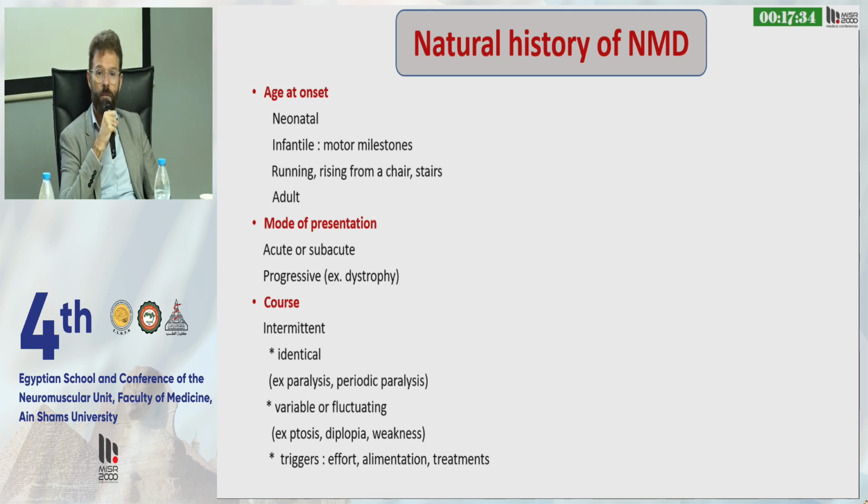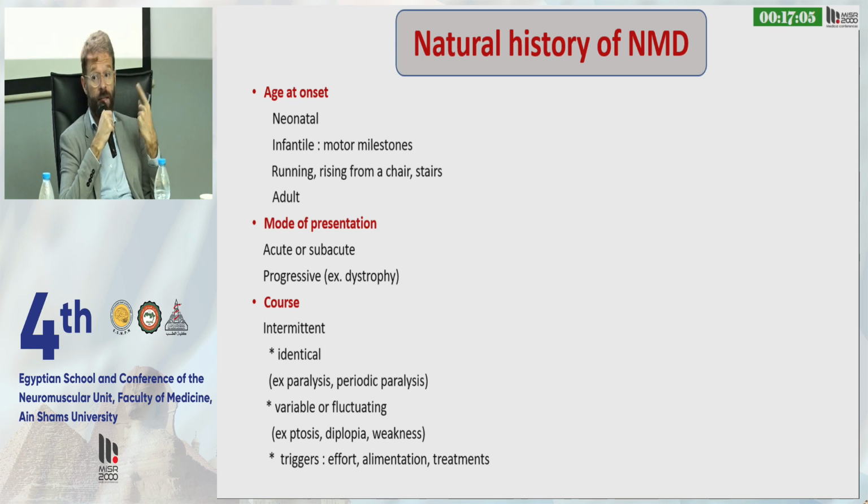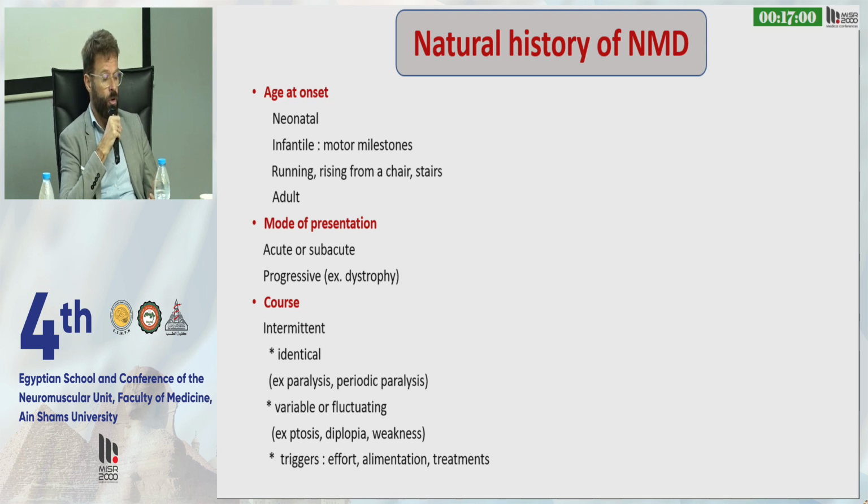And there is another important thing that you can ask: if the breastfeeding was effective, if the child could suck efficiently, if she had some deglutition problem during sucking with regurgitation. If the cry was weak, this also is a symptom of generalized weakness. If there was drooling, drooling is another sign, an indirect sign of altered deglutition. And then the mode of presentation that can be acute, subacute, progressive, like in the dystrophy.